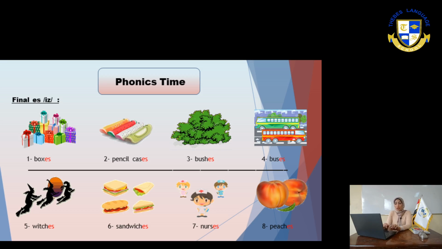Let's check. In number 1, boxes. Pencil cases. I pronounce it as an is, not an ES. Bushes. Buses. Witches. Sandwiches. Nurses. Peaches. Okay, so I pronounce the ES as an is. Again, boxes, pencil cases, bushes, buses, witches, sandwiches, nurses, and peaches.